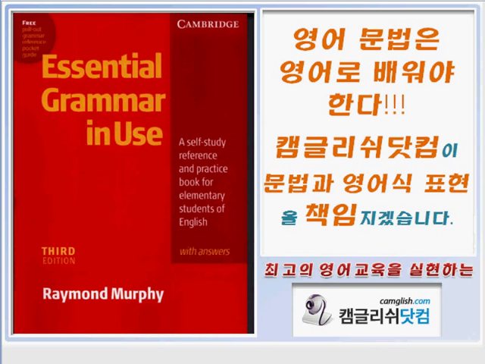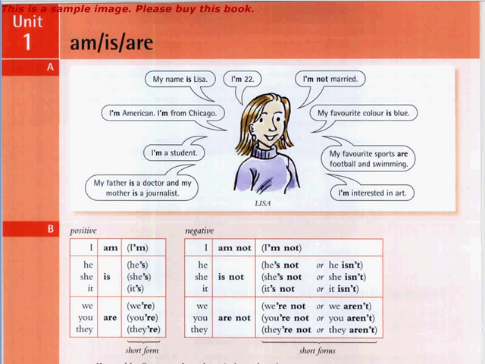We are currently learning from the book Essential Grammar in Use by Raymond Murphy. Before we move on, let us have a brief summary of our previous lesson.